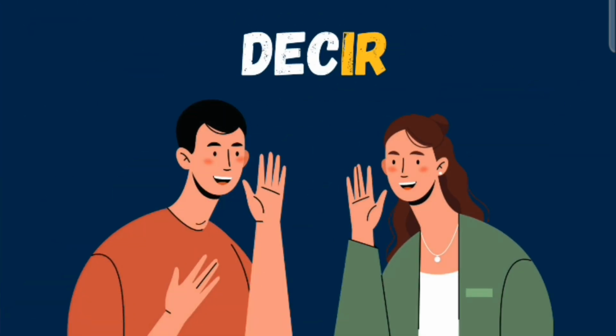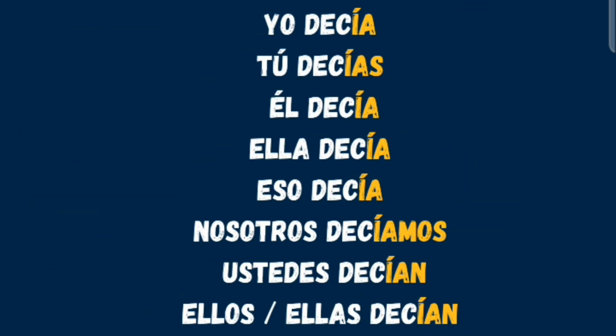Now we have this verb to say, okay? To say in Spanish means decir. And let's see how you have to conjugate this verb in imperfect past, okay?